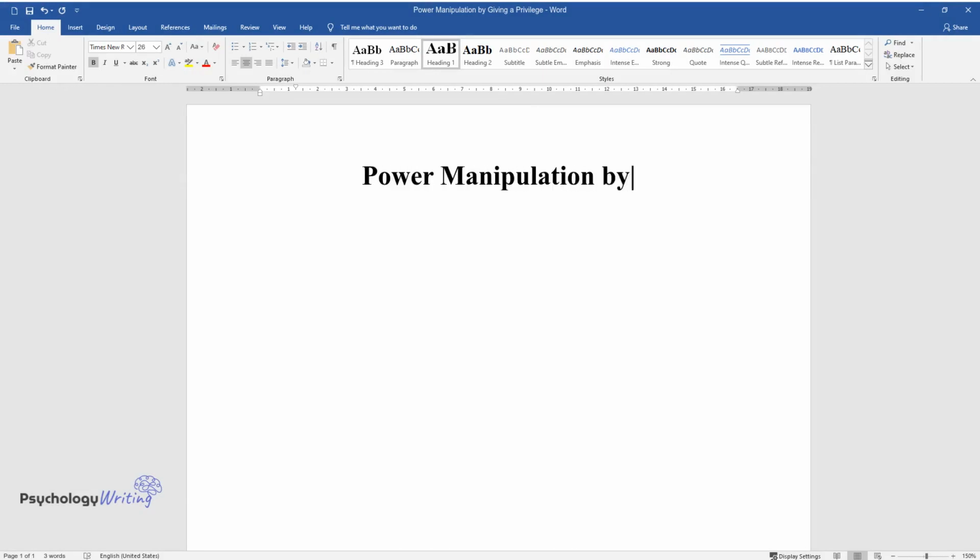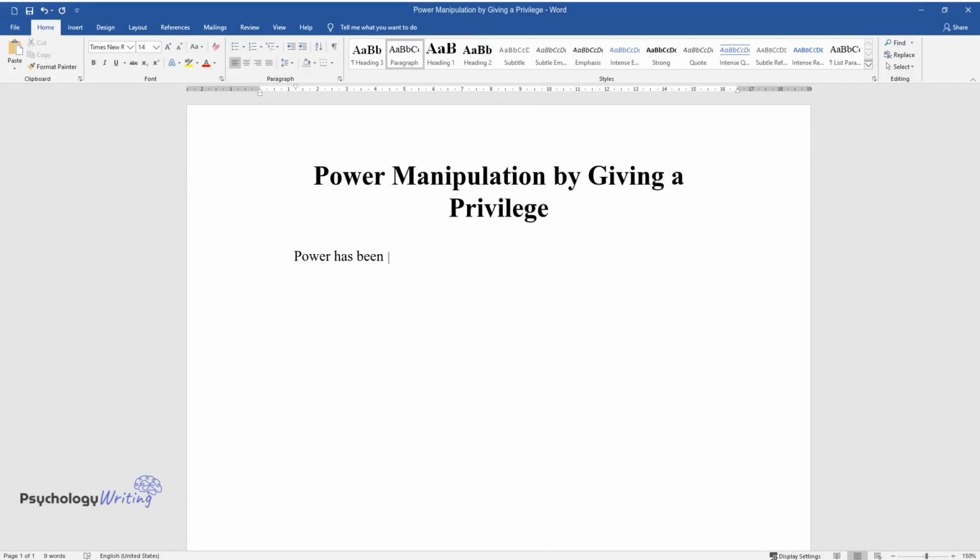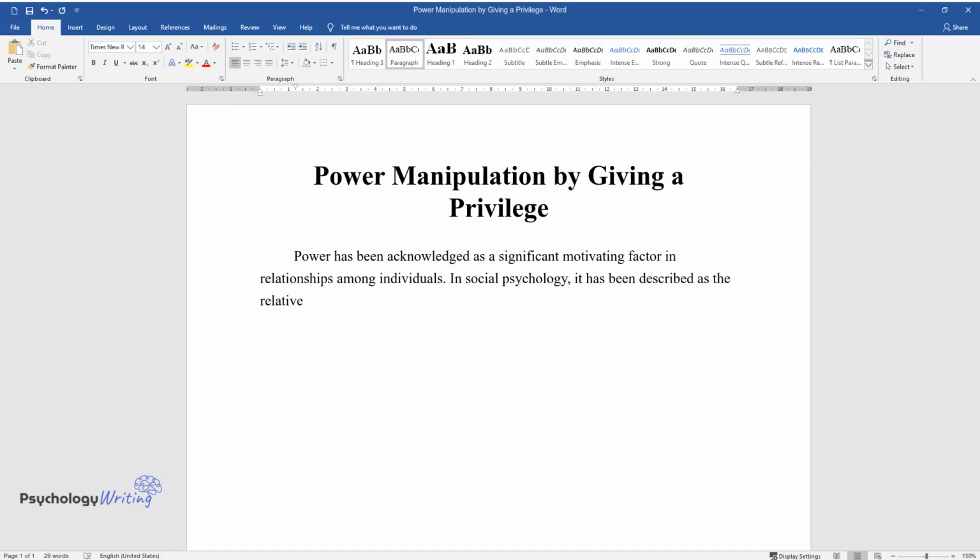Power manipulation by giving a privilege. Power has been acknowledged as a significant motivating factor in relationships among individuals. In social psychology, it has been described as the relative ability of an individual to modify other people's situations by issuing or withholding rewards or meting out punishments.